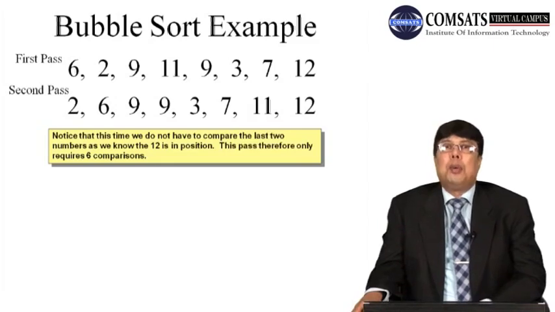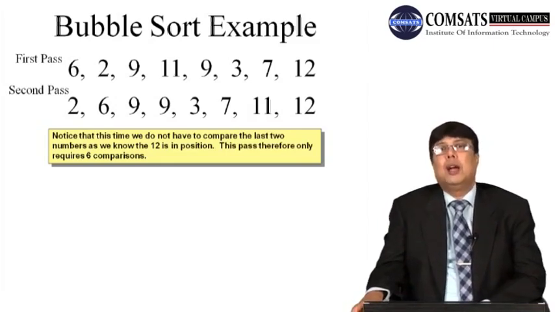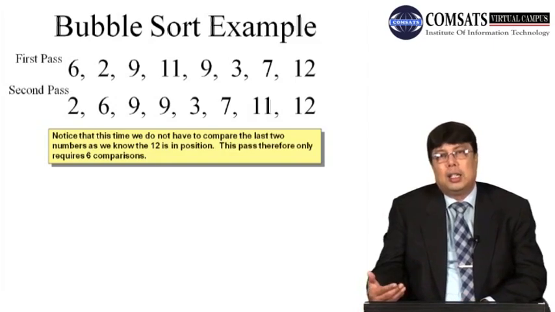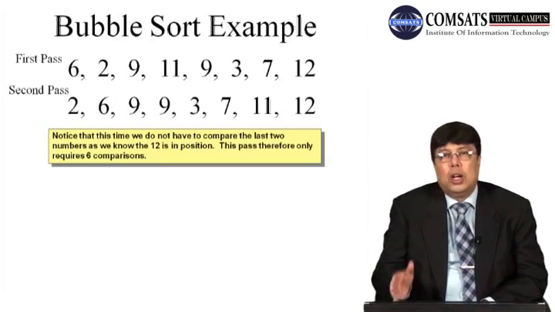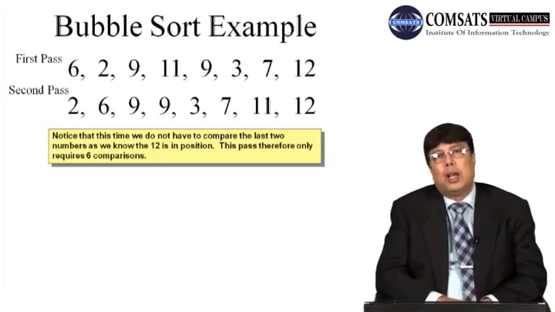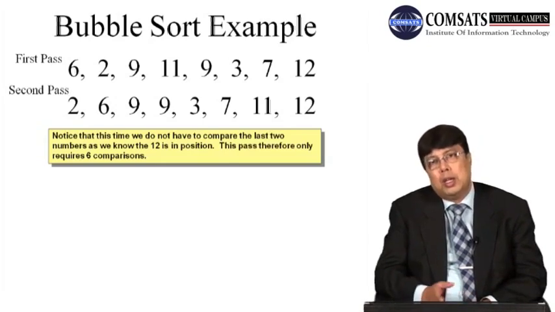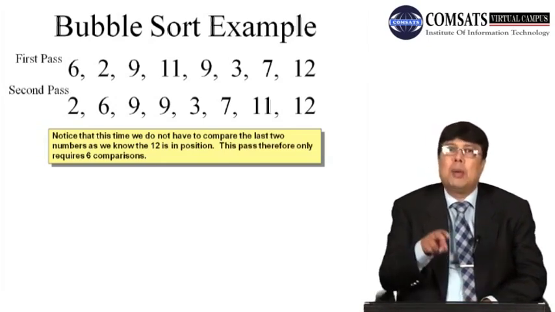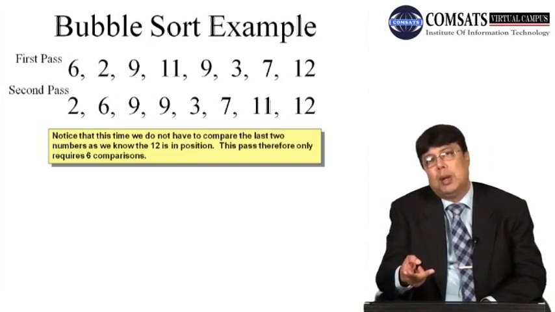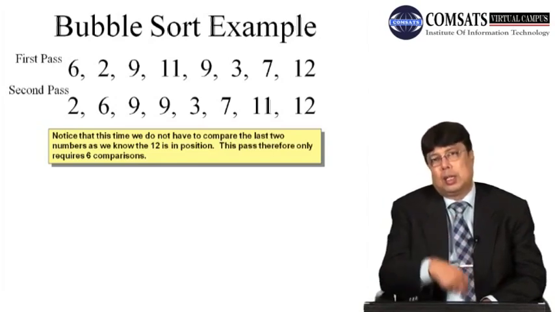Why have we not compared 11 with 12? Because we have already realized in the previous pass that 12 is the largest value. So this time we need to carry out the comparison only up to one less than the total number of elements. So in every pass you reduce the number of comparisons by 1. In pass number 1 you compare up to n-1 times, because when you are at n-1 you can compare with the element at the nth position.